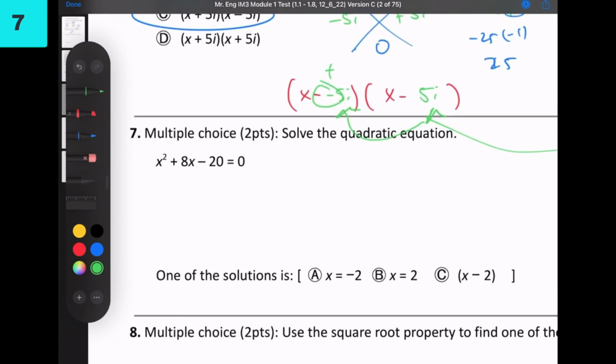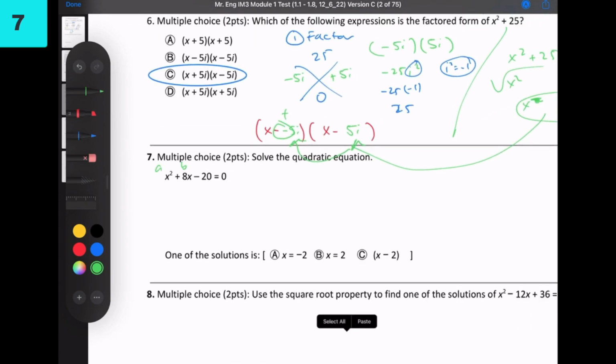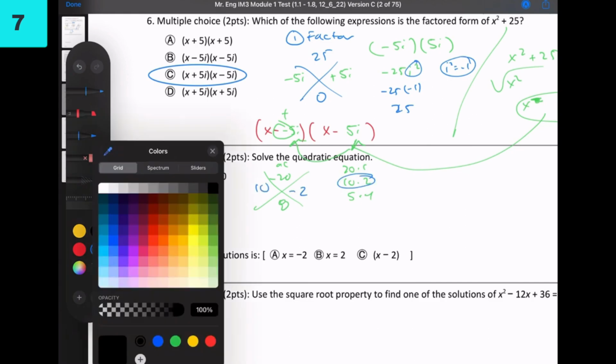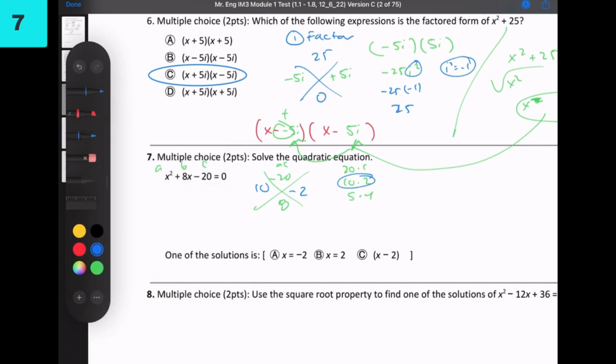Okay, let's solve the quadratic equation. A, B, C. A times C is negative 20. My B value is 8. Writing out all the factors that multiply to be 20. I'm going to do 10 times negative 2 is negative 20. 10 minus 2 is 8. Set each of those equal to 0. X equals negative 10 and x equals 2. So that'll be choice B.